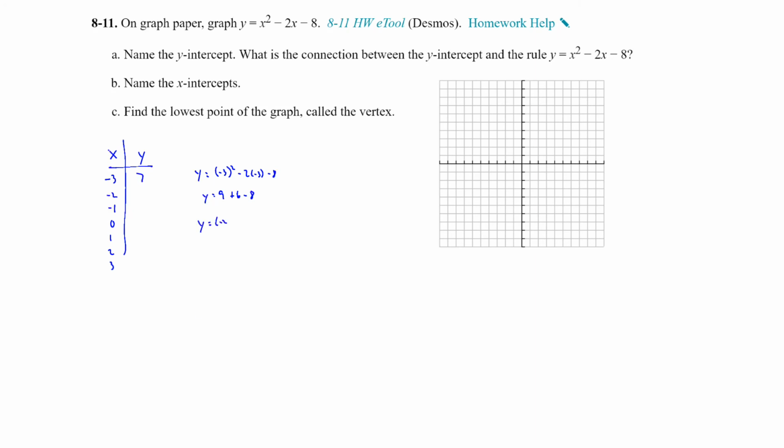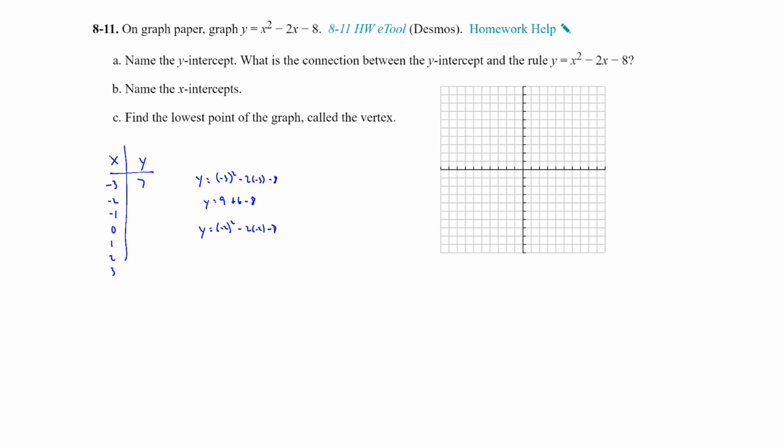And then we plug in negative 2. And on this one, we're going to get y equals 4 plus 4 minus 8. So that would be 8 minus 8 would be 0. I'll do one more and then kind of fill in the rest. So negative 1 squared minus 2 times negative 1 minus 8 would be 1 plus 2 minus 8. 1 plus 2 is 3. 3 minus 8 is negative 5.